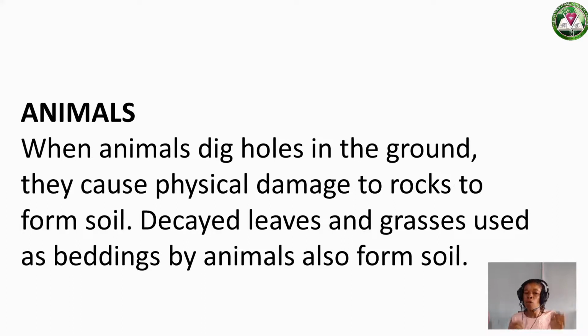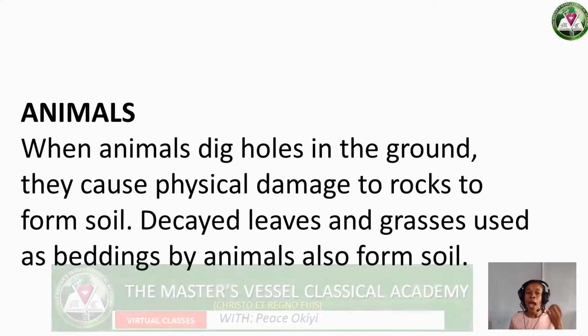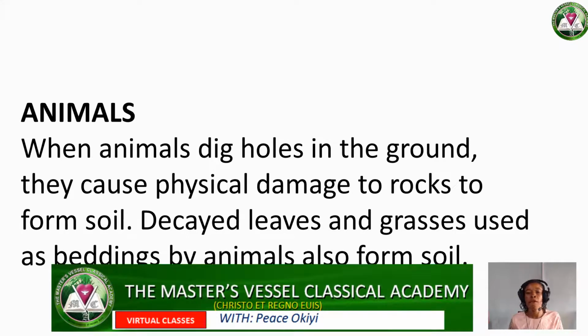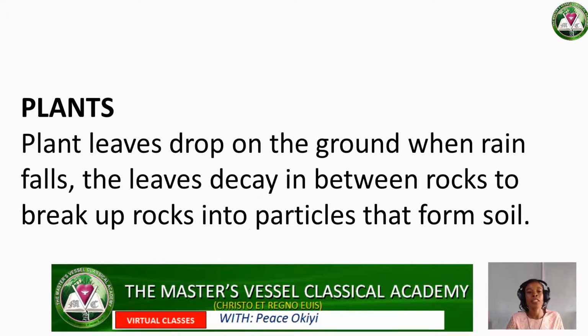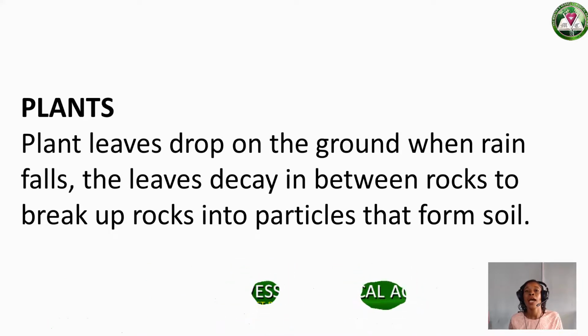And because they use it as beddings, they use it to lie down. And when they do that, when they decay, they form what? Soil. So that is how animals help in the soil formation. So what other things did I mention? I said also plants are an agent of soil formation. How do you think plants can help in the formation of soil?